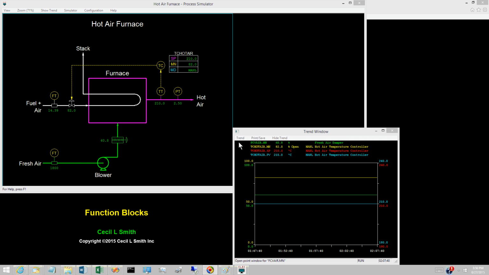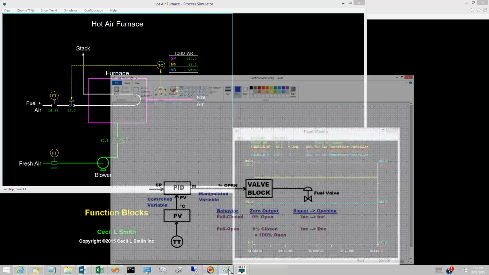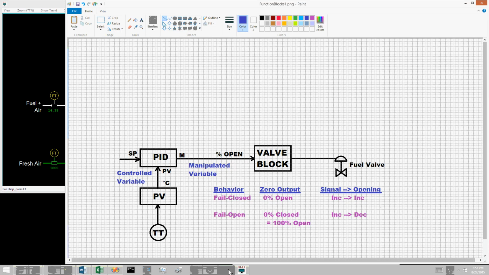This video examines the function blocks required to implement the hot air temperature loop for the hot air furnace. These will be presented by constructing the block diagram. A good starting point is the hot air temperature transmitter. As on the PID diagram, we will represent this component by TT enclosed in a circle.